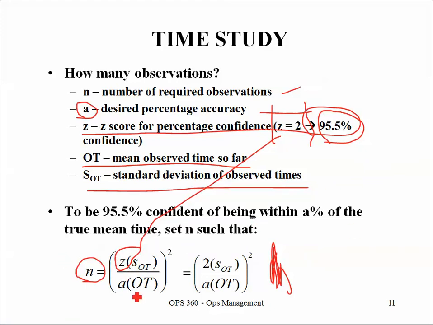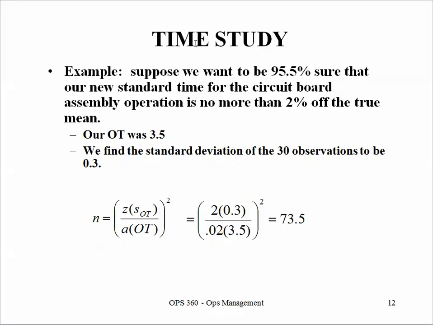Then I can apply this formula. To be 95.5% confident of being within a% of the true mean time, set n such that n equals z, or 2, times my standard deviation divided by a times my observed time, and then square that whole thing, and that's the minimum number of observations I need. So let's take a look at my example that I had earlier. I want to be 95.5% sure that my new standard time for this part that I'm making, the circuit board that I'm putting together, is no more than 2% off the true mean.